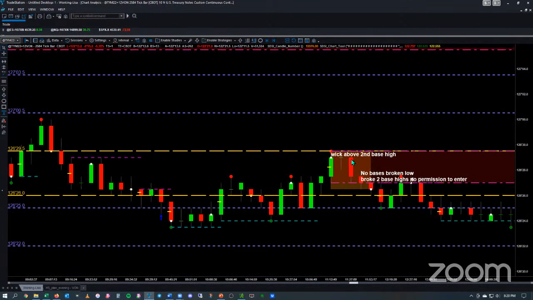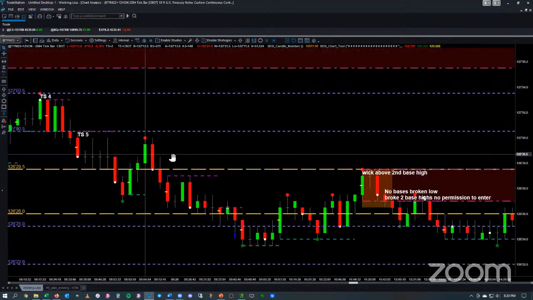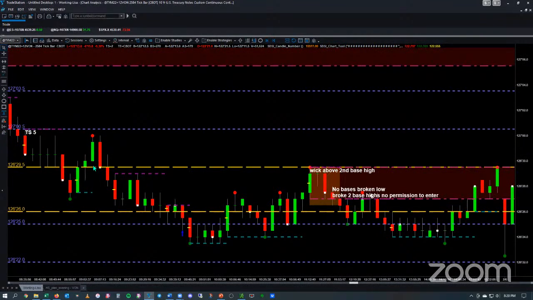So right here, so we have a wick. Let's see here. I can scrunch it up a little bit so you can see what's going on. So at this point, we've got trail stop 5, and then we've got 1, 2. You still haven't moved your base, haven't been able to move because you've only got 1, 2, and this is a base low, not a base high.